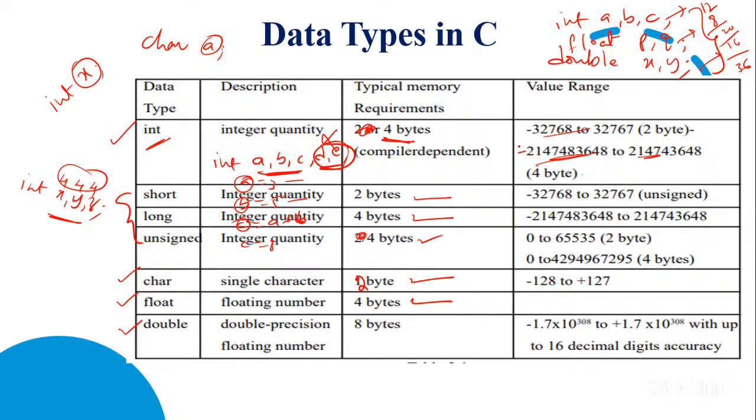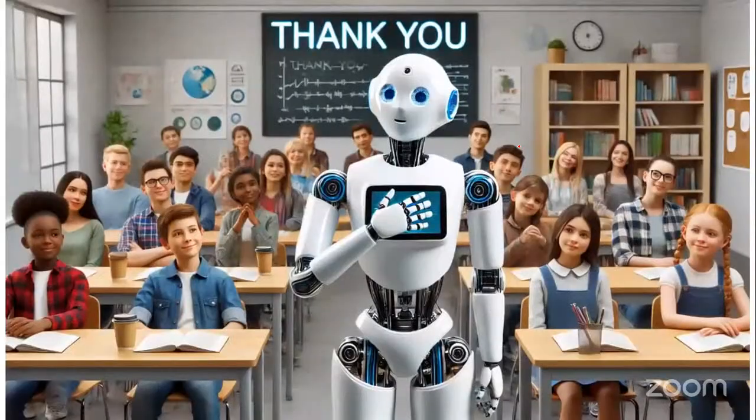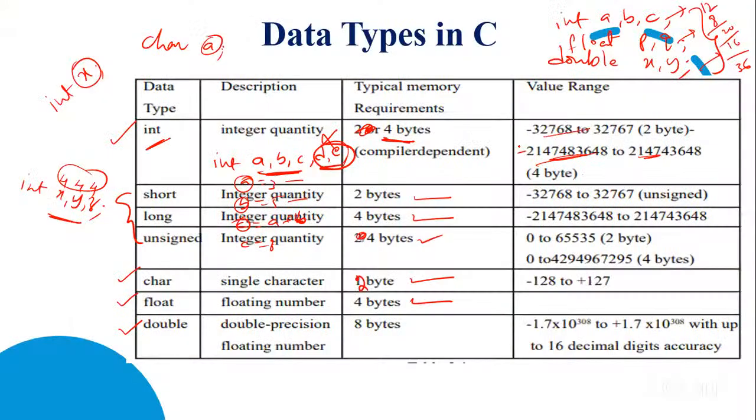And again, in integer data type, we have short, long, and unsigned. And the size of integer is 4 bytes, size of character is 2 bytes, and size of float is 4 bytes, and size of double is 8 bytes. So this is what. And there is another important thing to discuss.